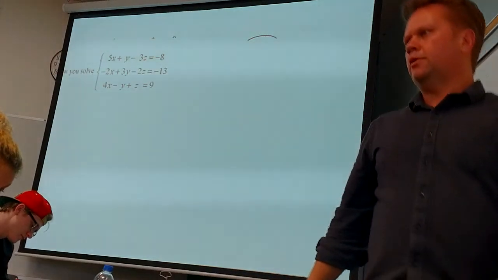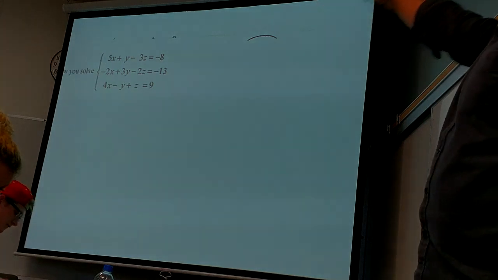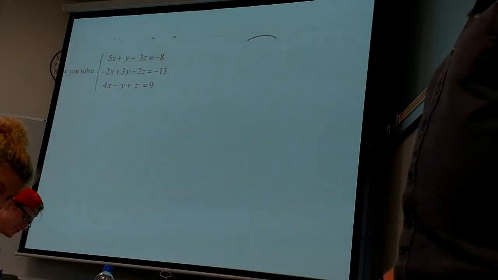You can't multiply only one side of an equation. So that's the most common mistake, to forget to multiply the number on the other side. So you're not alone in that.